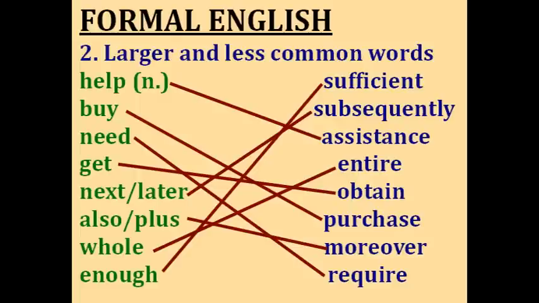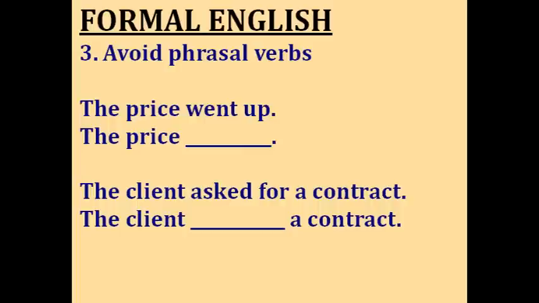Okay? Let's move on. In formal English, we avoid phrasal verbs. To refresh your memory, phrasal verbs are 2-word or 3-word verbs, and it's usually a verb plus a preposition. For example, the price went up. Went up is a phrasal verb. So, what can you think of a single verb to replace went up? There are two possibilities I could think of. You could say the price rose or the price increased.